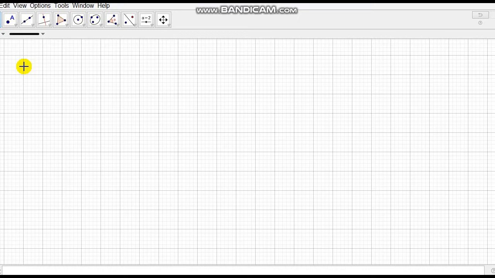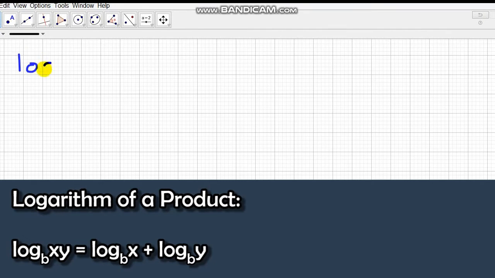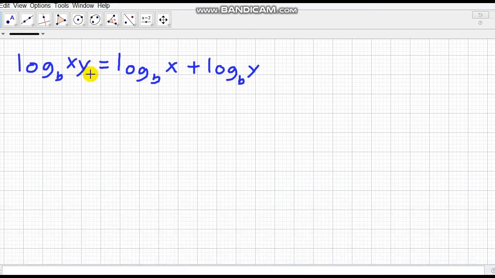The first one, the logarithm of a product, states that the logarithm of xy to the base b is equal to logarithm of x to the base b plus logarithm of y to the base b. This means that if your argument can be separated into two factors, we can separate them, and vice versa.